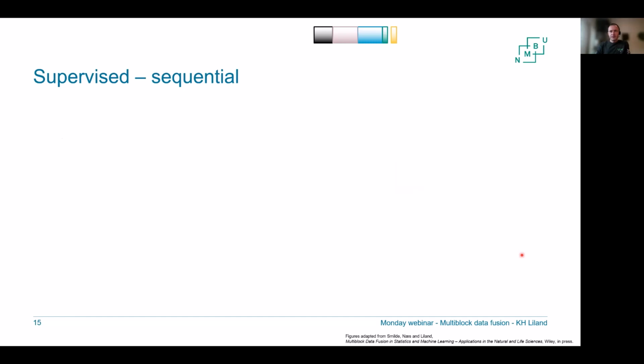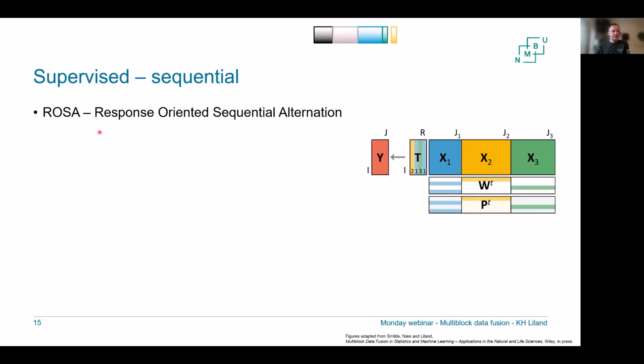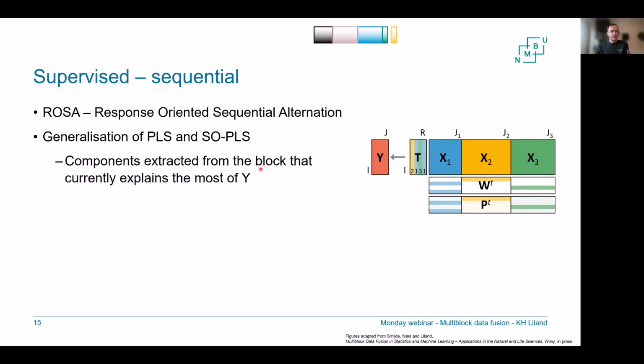Another method that I have been included when we developed is the so-called response-oriented sequential alternation, or ROSA for short. This is very closely related to SOPLS and also to ordinary PLS. In this case, we are setting up a competition between the different blocks. So we can look at this as a generalization of both PLS and SOPLS in a way. And each component is extracted from the block that currently explains the most of Y.